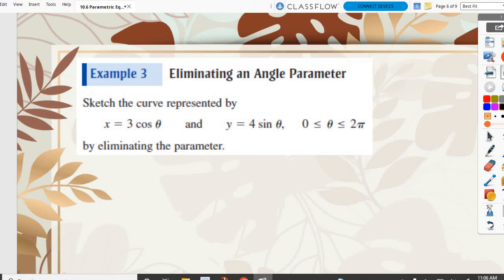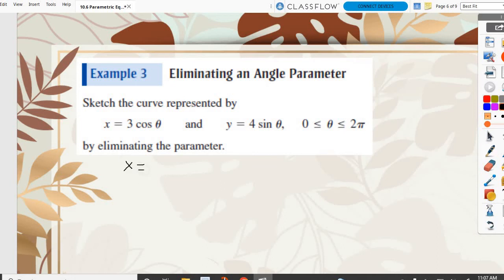How are we going to isolate theta? Inverse trig function. Do we want to do an inverse trig function? Is it going to be very pretty to do an inverse trig function? No. So let's see how far we can get without doing an inverse trig function.